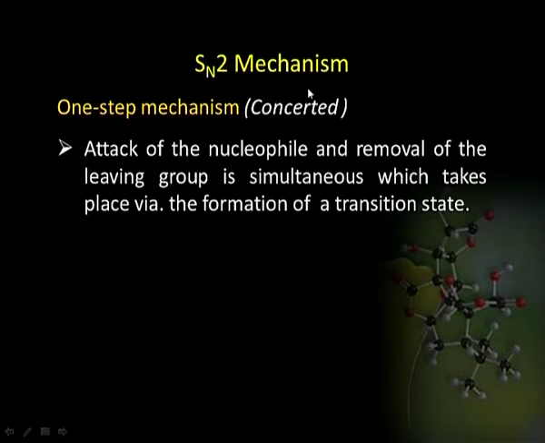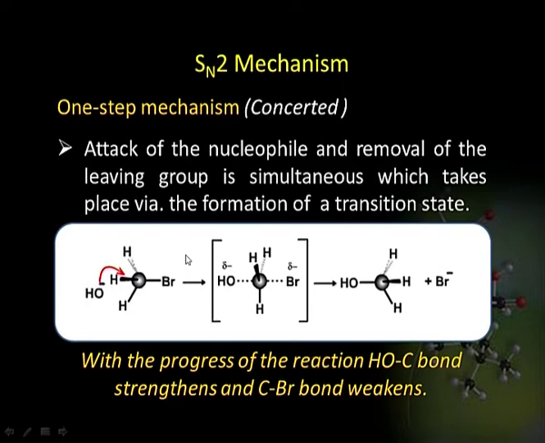In the substitution of a chiral alkyl halide, an inversion of configuration is observed. The SN2 mechanism, if we look into the details of this, is a one-step mechanism, or we can say that it is a concerted mechanism. The attack of the nucleophile and removal of the leaving group is simultaneous. As you look into this equation, you will realize that this methyl bromide is attacked by the nucleophile, that is hydroxide ion, and via the formation of this transition state, it leads to the formation of the alcohol, and the leaving group leaves, of course.